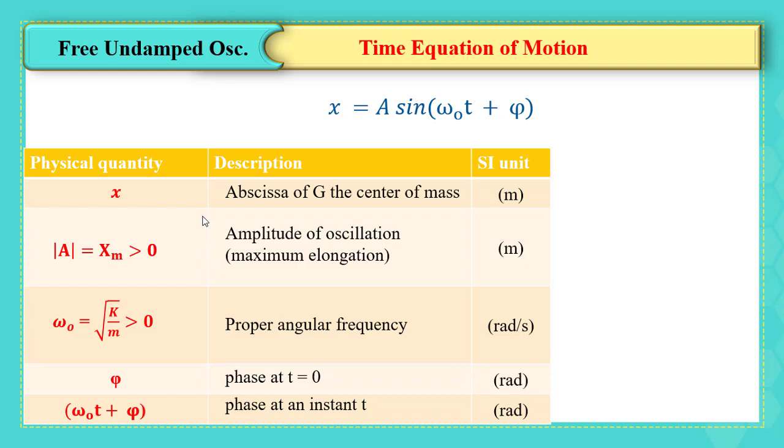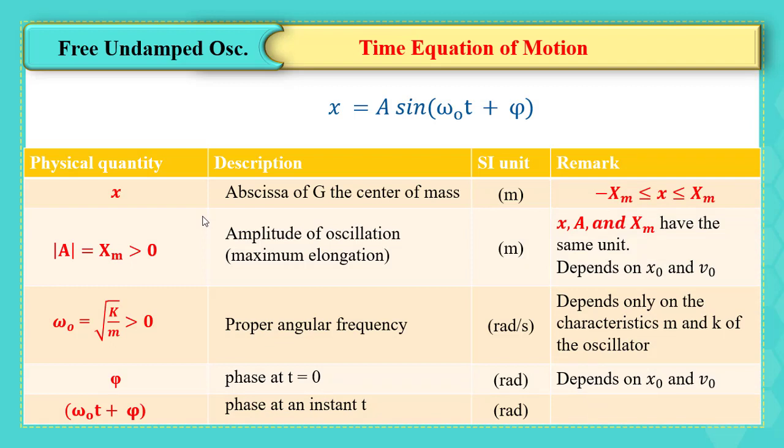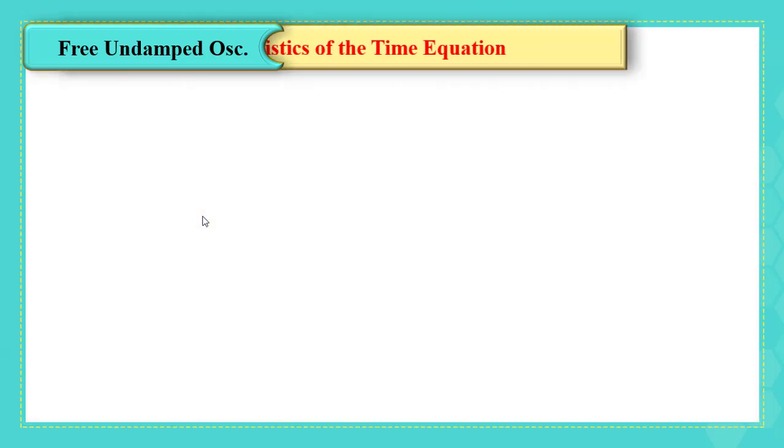What is the unit? The unit of x is meter. The amplitude also is meter. Omega 0 is in radians per second, phi and omega 0 t plus phi in radians. It's important to know that x lies between minus xm and xm. x and xm have the same unit. The amplitude depends on x0 and v0. Besides, omega 0 depends only on the characteristics m and k of the oscillator, while finally phi depends on x0 and v0, the initial values.